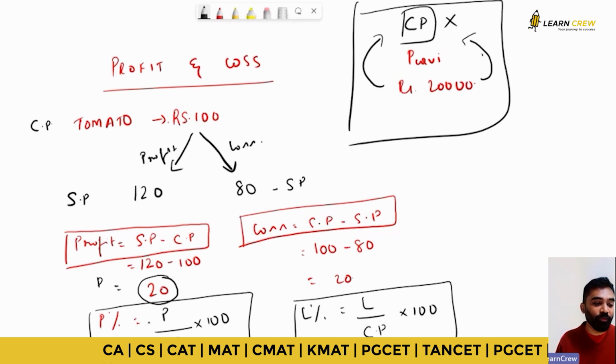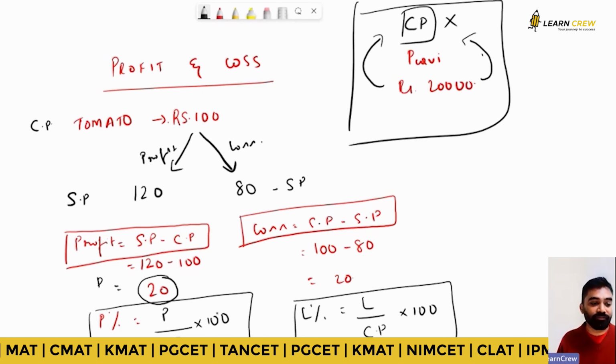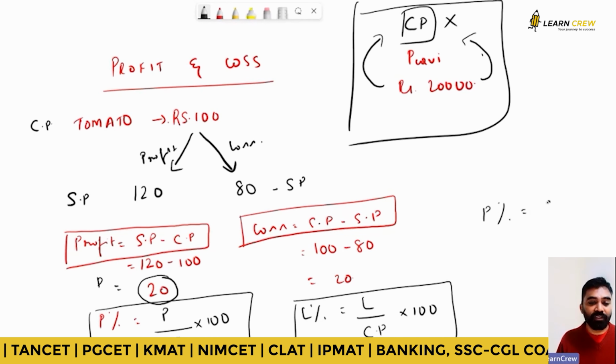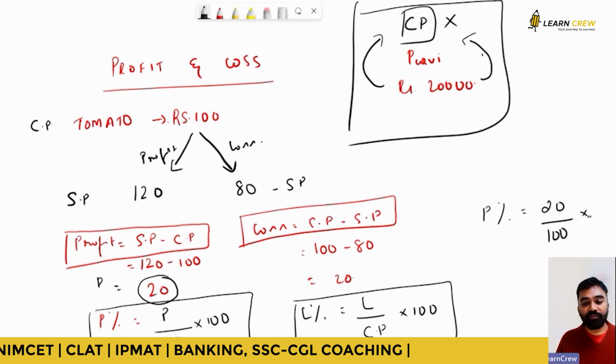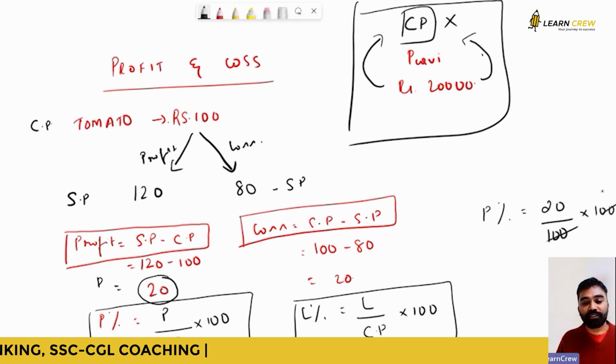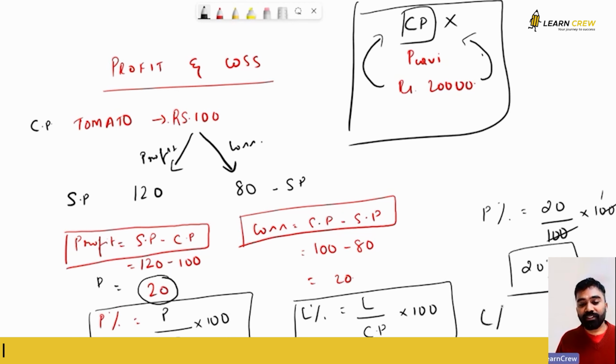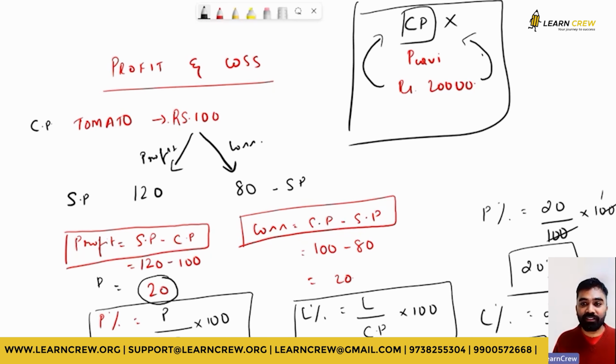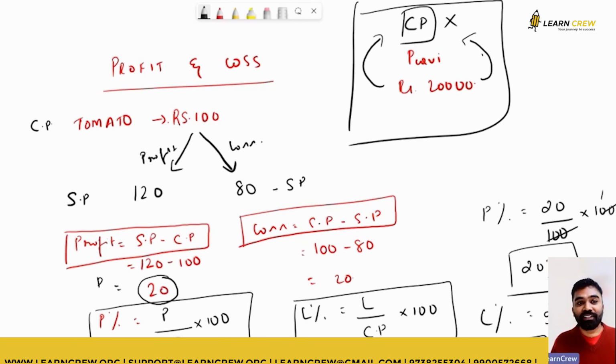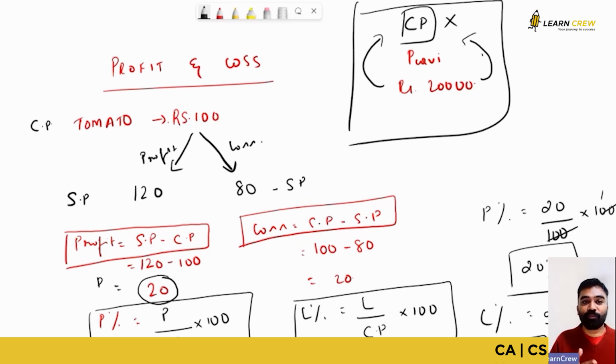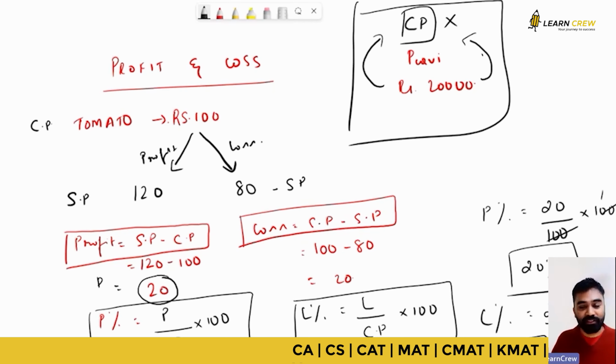So now can you tell me what is the profit percentage here? It's going to be 20 divided by 100 into 100, that is 20% profit. And loss percentage is 20 divided by 100 into 100, so it is going to be 20% loss. All clear till here? No doubts. Whenever you want to calculate profit, it is selling price minus cost price. Whenever you want to calculate loss, it is cost price minus selling price. And then the profit percentage and loss percentage.